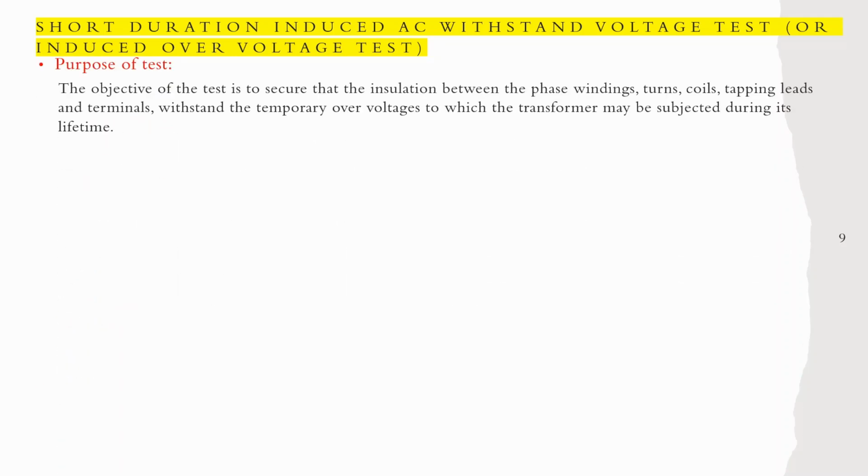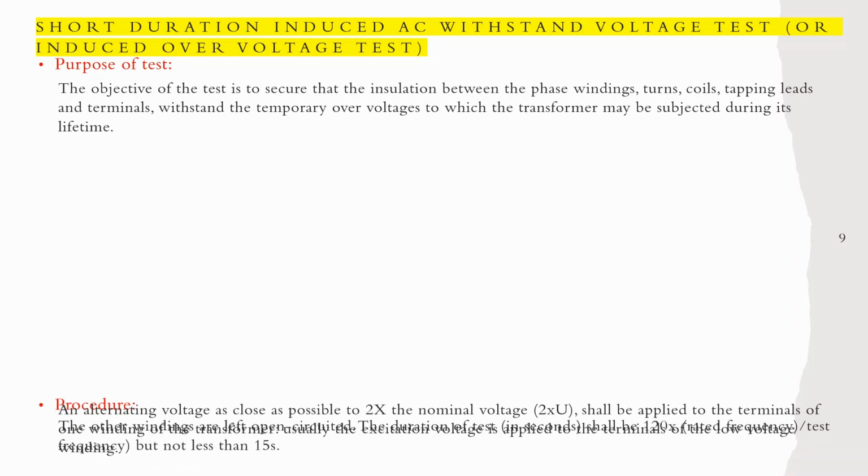Short duration induced AC withstand voltage test. Okay, induced over voltage test. The objective of this test is to ensure the insulation between the phase winding, turns, coils, tapping leads, and terminals can withstand temporary over voltage which the transformer may be subjected to during its lifetime.